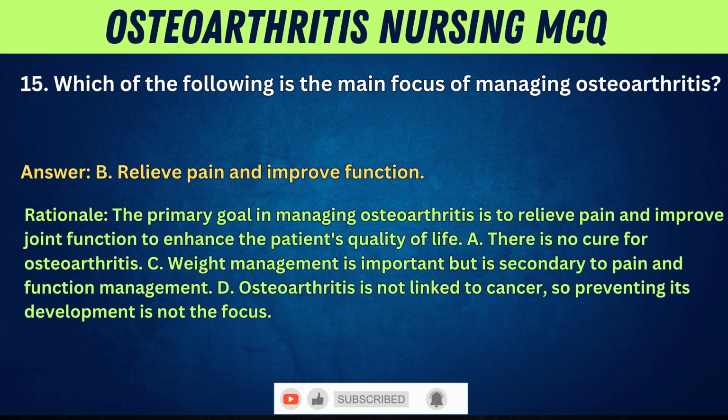C. Weight management is important but is secondary to pain and function management. D. Osteoarthritis is not linked to cancer, so preventing its development is not the focus.